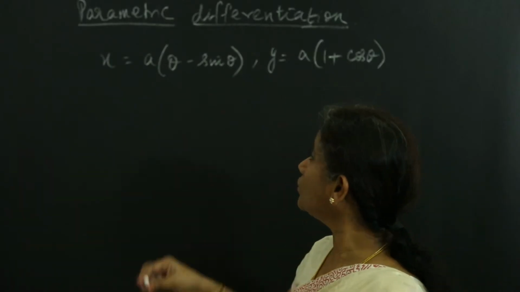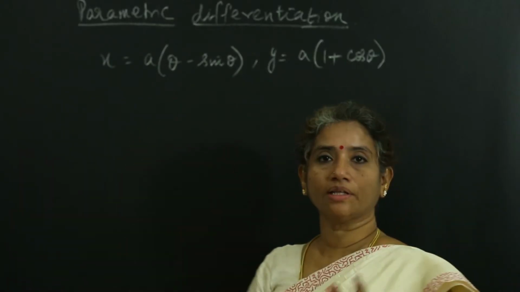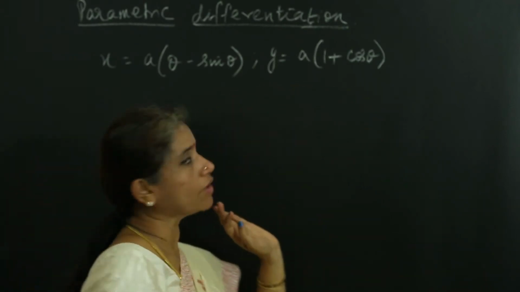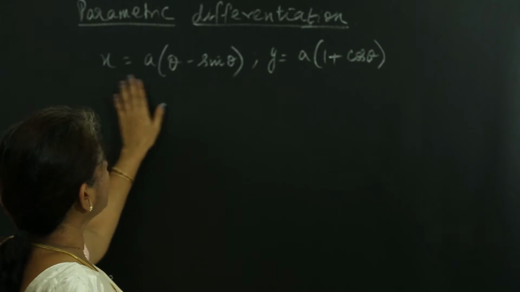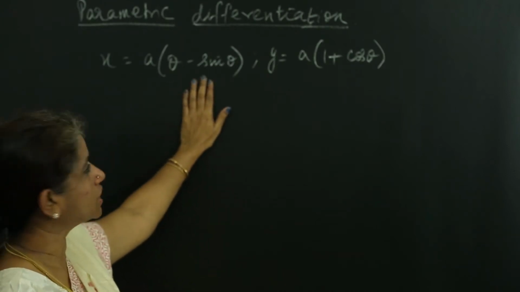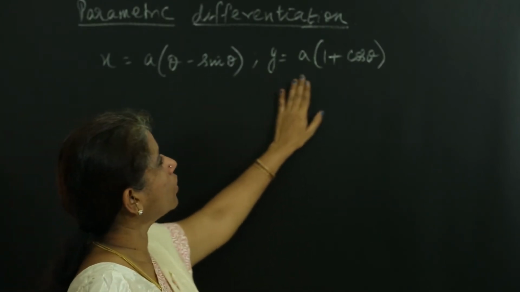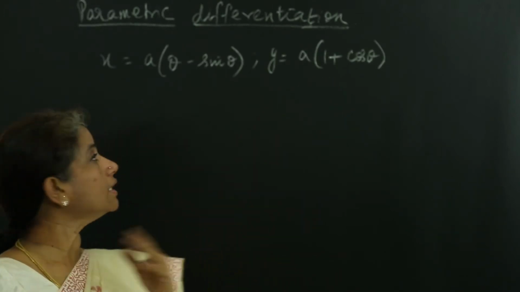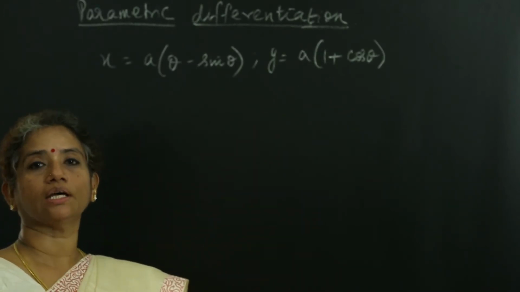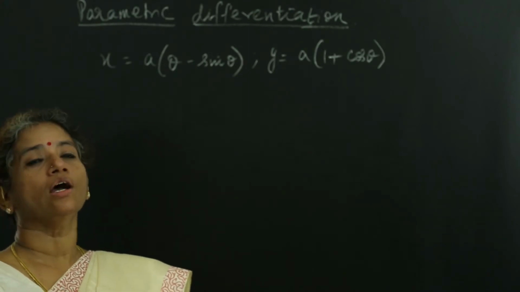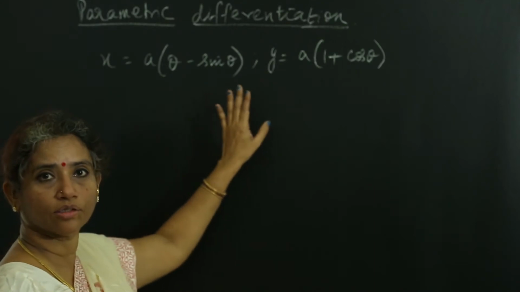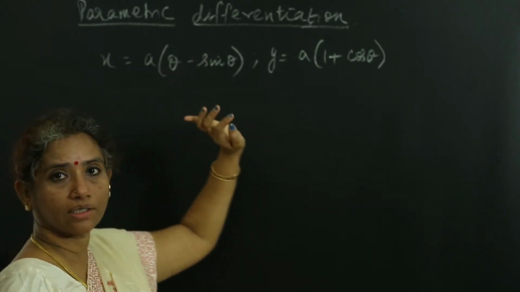Now we are going to find the derivative when the function is given in parametric form. So what is the parametric form? First of all, you will be given x is equal to some function of theta and y is a function of theta. When x and y are given separately as functions of theta, or it may be a function of t, however they have given, we can find dy by dx using this parametric differentiation.